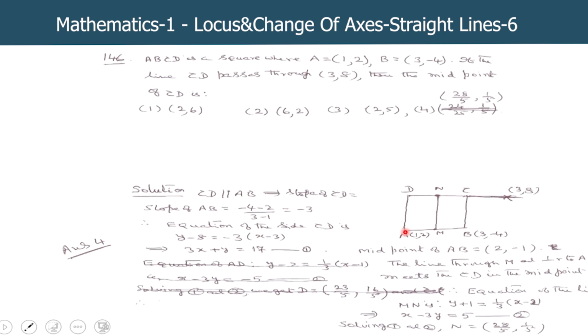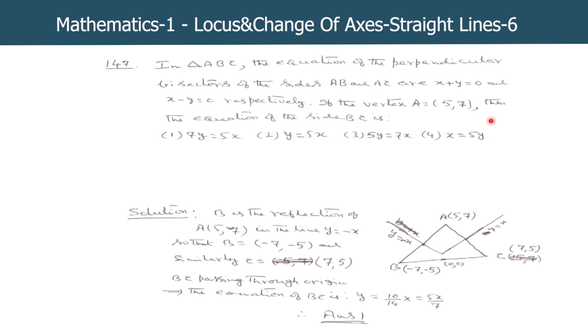But here, because ABCD is a square, the midpoint of CD is nothing but the point of intersection of the line passing through the midpoint of AB and perpendicular to AB. It meets at some point on the side CD, which is the midpoint of CD. So the correct option is option number 4.